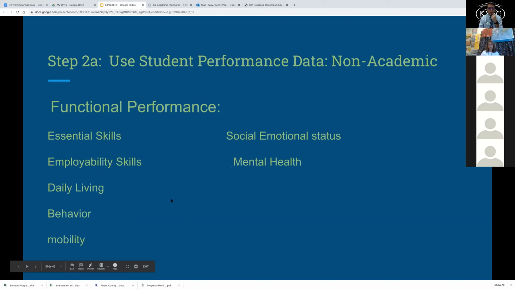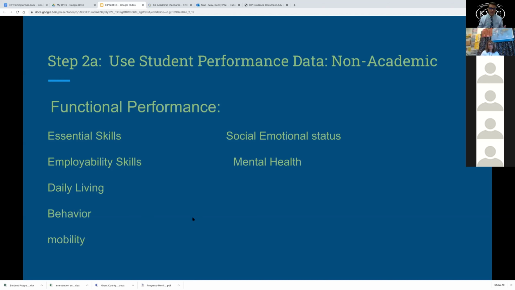And then in functional performance, we're going to think about these areas. Is the student up to speed in essential skills? Are they able to take care of themselves? Are they able to communicate? Are they able to walk down to the office without assistance? Are they able to be employed if they're of that age? Do they have employability skills? Do they have daily living skills? What is their behavior? How is it impacting? And that goes for all disability categories.